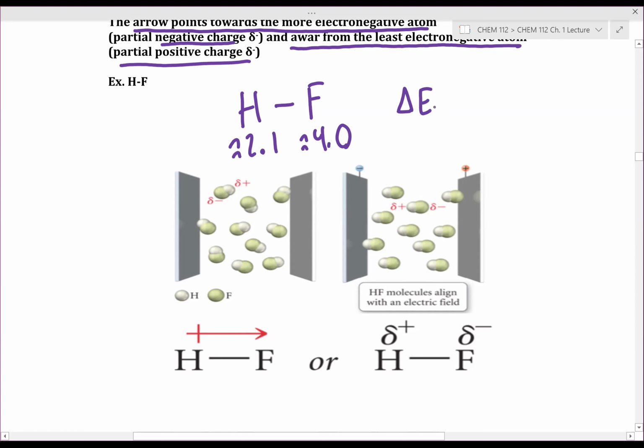So based on our electronegativity values, where is the, yes? I'm just making sure the partial positive charge is still negative. Is that just a typo? Oh yes, sorry about that.